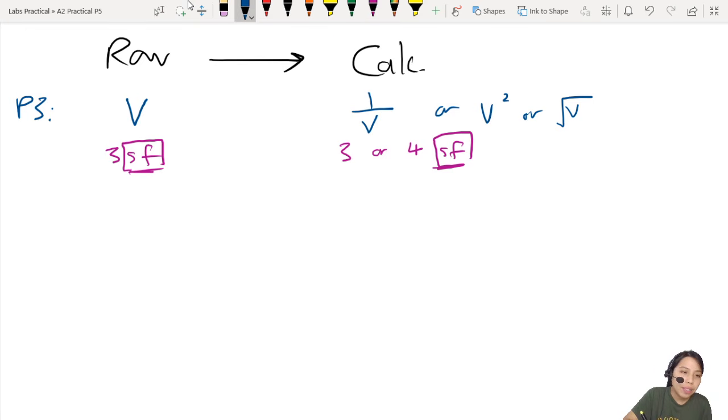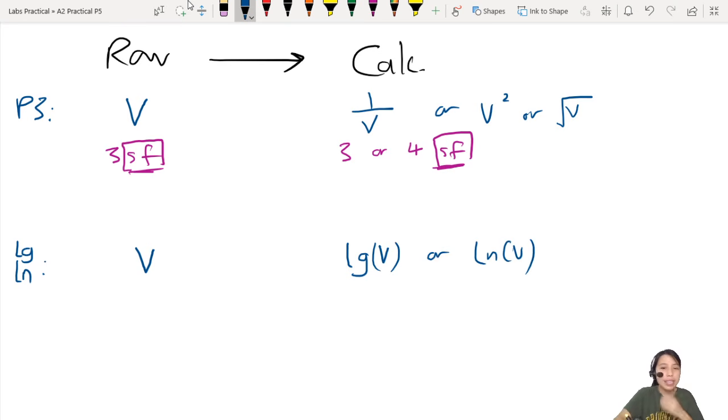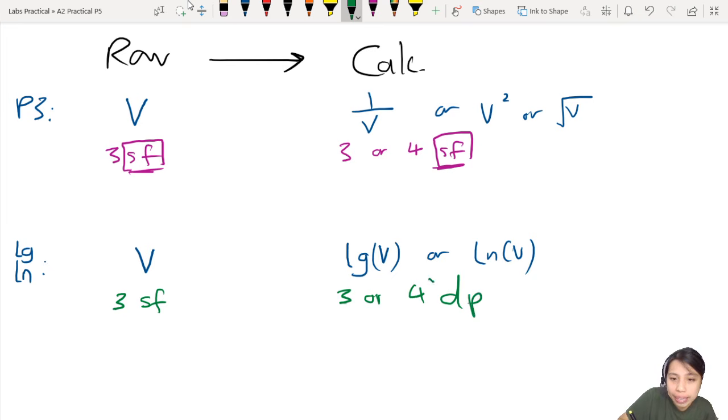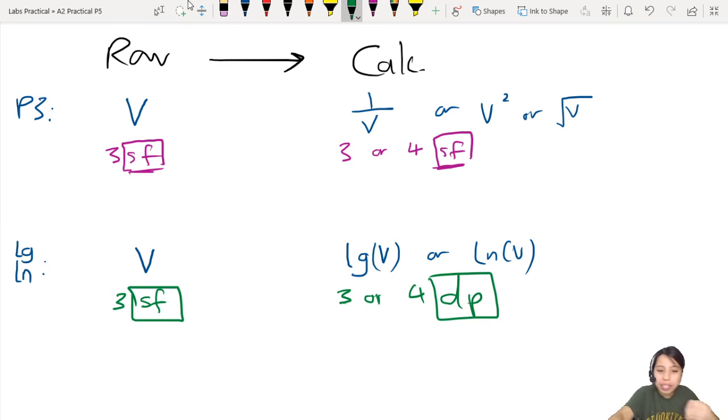Now, you have a special case only for logs, logarithmics, natural logs, which is new. If you have something like V and you're doing log V, or ln of V, all kinds of things lah, then you need to be very careful because now you are doing what we say 3 SF, but you are doing 3 or 4 DP. Wow, we follow DP now. Do you see the difference? Please write this down. Here is SF to SF. Now it's SF to DP. Only for special cases. Okay, so that's all.